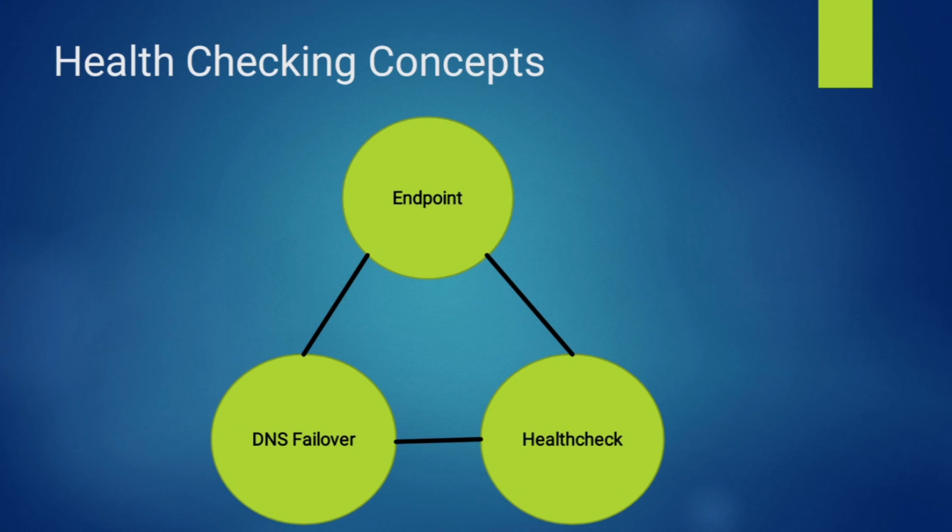And next concept is endpoint. In endpoint, you can configure the health check to monitor the health by specifying the endpoint by IP address or the domain name. And the third concept is health check. In this, we can monitor whether the specified endpoint is healthy or not. And also, we get notified when an endpoint becomes unhealthy. These are the three health checking concepts.